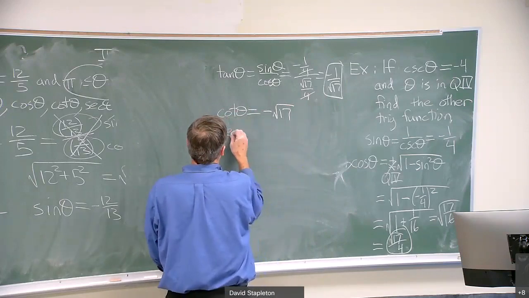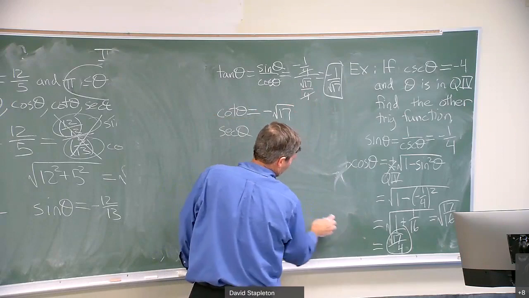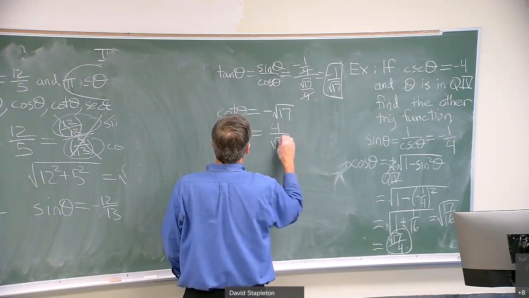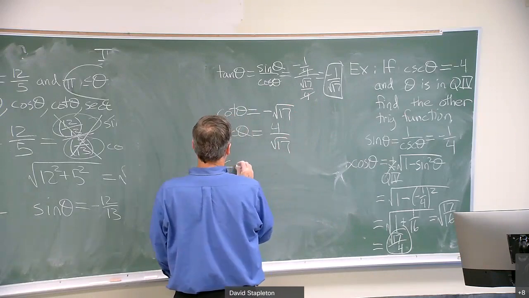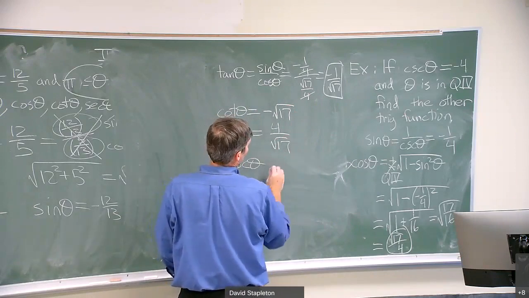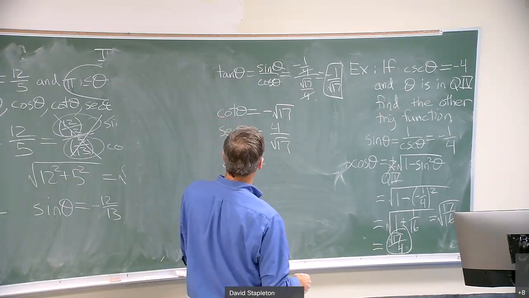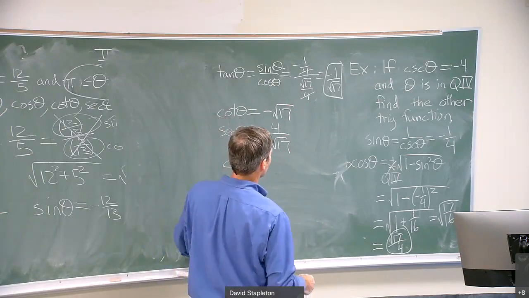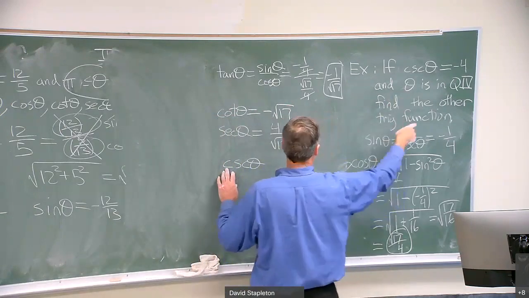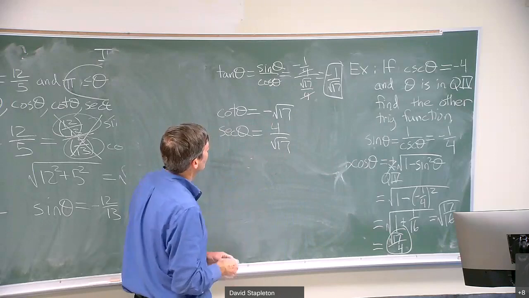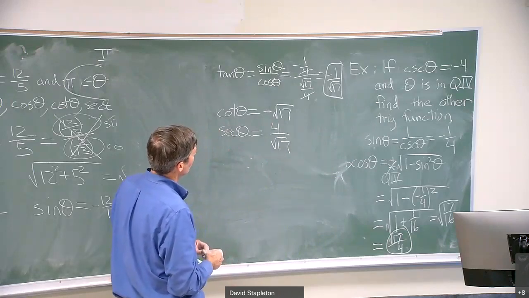The secant is the reciprocal of cosine. You just turn this one upside down and call it 4 over square root 17. Now the cosecant, you turn the sine upside down. Oops, we already got cosecant. Cosecant was given, so you just get minus 4. Okay, so there's all 6 trig functions, given 1 and a quadrant.